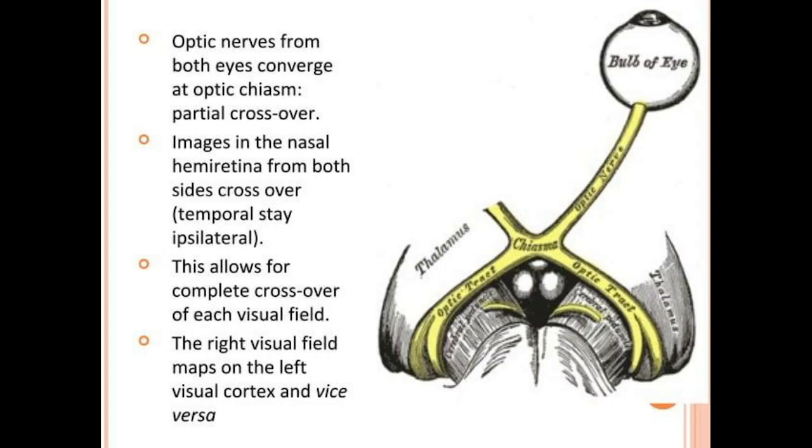After the optic chiasma, the nerve fibers that originated from the same side of each eye join together to form the optic tract. The optic tract then continues to the visual cortex in the back of the brain, where the visual information is processed and interpreted.